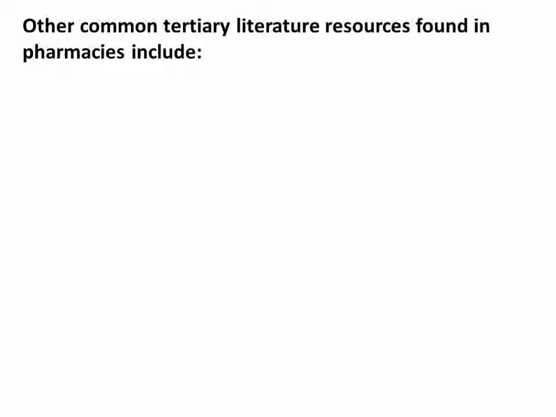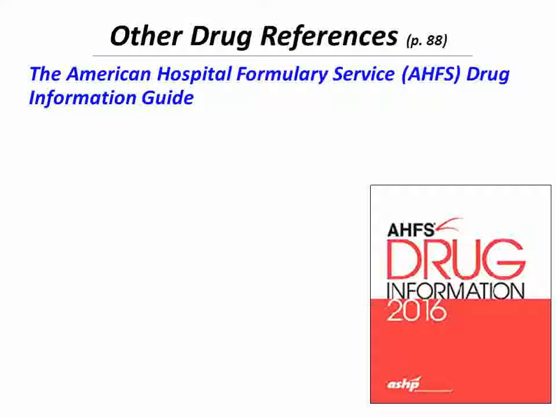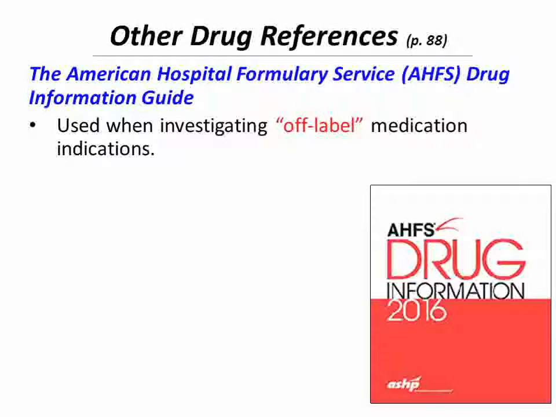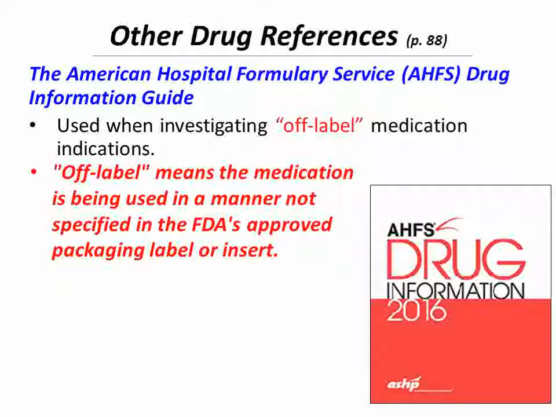We have a few more tertiary literature resources that we need to be familiar with in the pharmacy. And again, I'll pinpoint what each one of these is used for. The AHFS Drug Information Guide is used to investigate off-label medication indications. Off-label means the medication is being used in a manner not specified in the FDA's approved packaging label or insert.